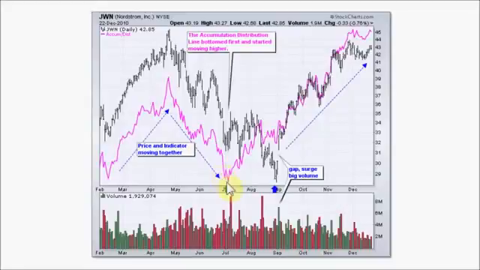Here is a great example of a bullish divergence between the pink AD line and the price of the stock. Let's start at the beginning here. From this point to the low, it's tracking perfectly. Up to the high, it's tracking perfectly again. But once we get to the bottom on the AD line, it starts to move up well before the stock price actually starts to move up.